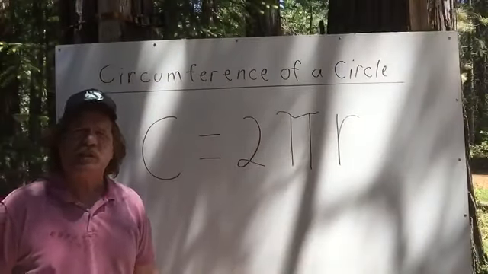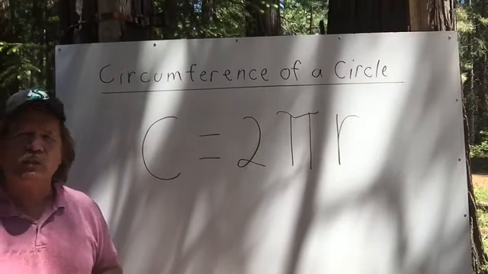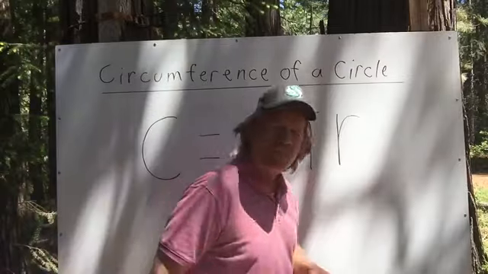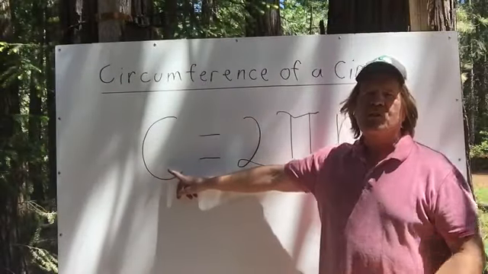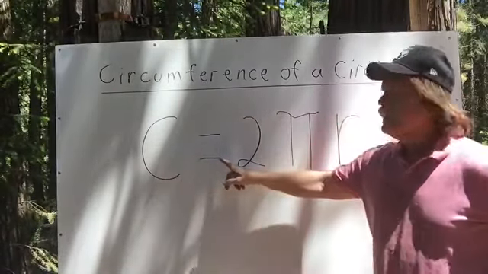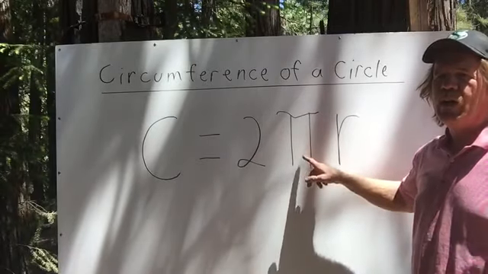So that's pretty much it, students. The main thing you need to put in your permanent memory banks is that the circumference of a circle, c, equals 2 pi r.